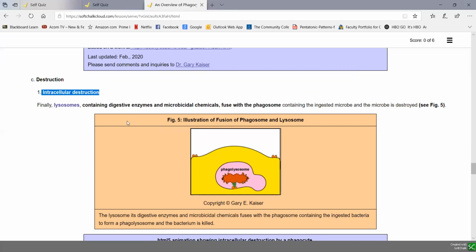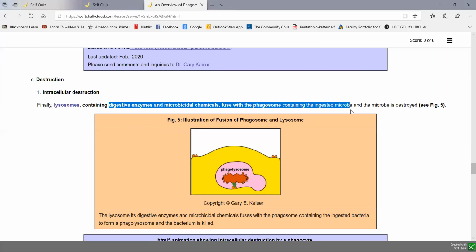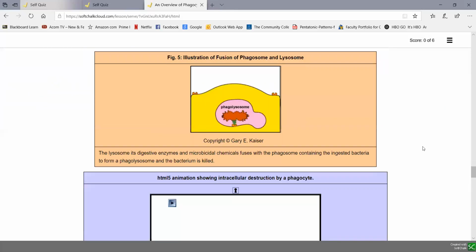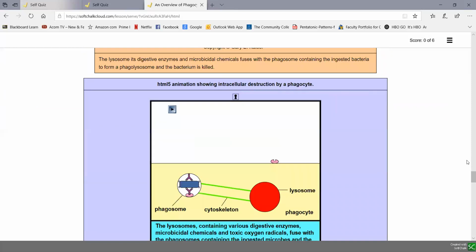So again, the lysosomes have the acid hydrolases and the other killing chemicals like free oxygen radicals. When the lysosome containing the killing chemicals fuses with the phagosome containing the ingested microbe, that forms a phagolysosome, and as we see, the organism is killed and degraded.